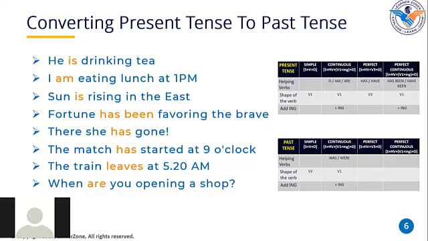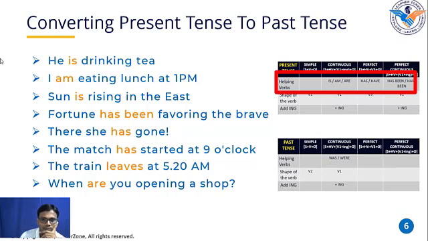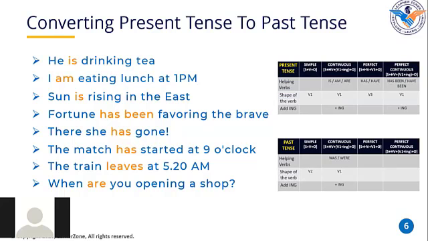Simple tense. Okay. Are we using any helping verb? Yes. What is the helping verb? Are. Okay. Where is "are" in this present tense table? Continuous tense. Which continuous tense? Present continuous tense. Very good. Is this clear? Yes.